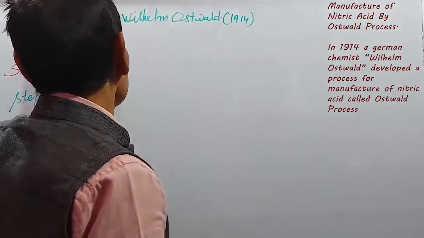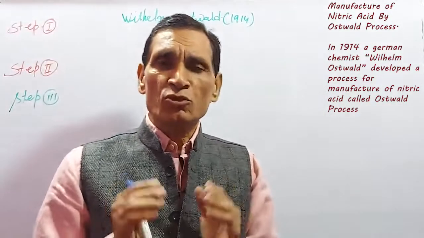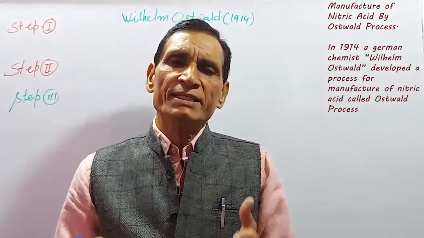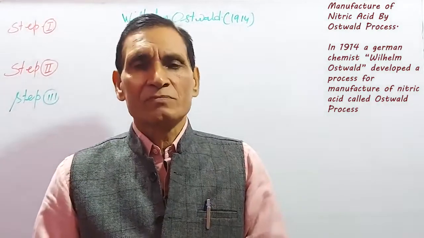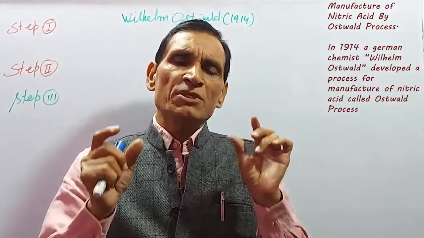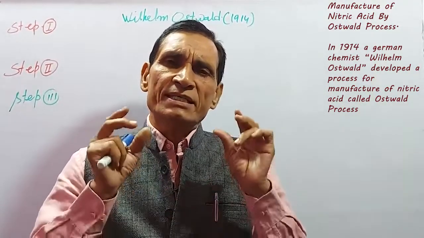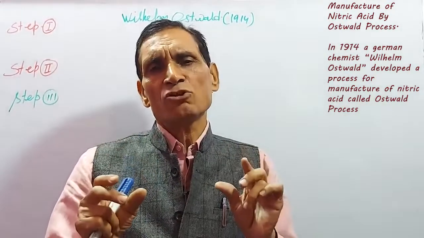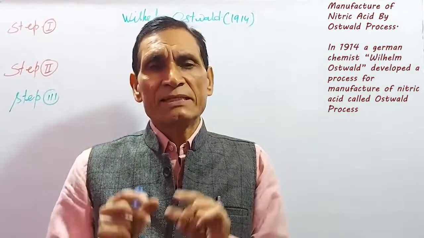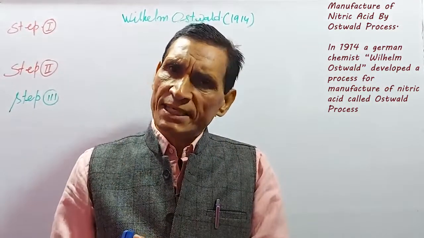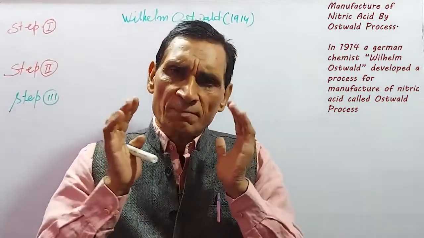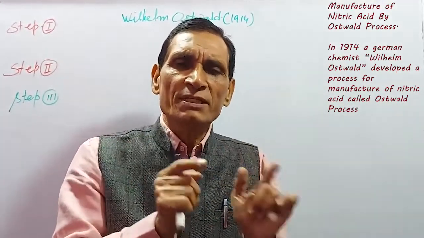Step 1. Oxidation of ammonia into nitric oxide in the catalytic chamber. A mixture of dry ammonia and dry air, free from carbon dioxide and dust, in the ratio of 1:10 by volume is first compressed, then passed into the catalytic chamber.